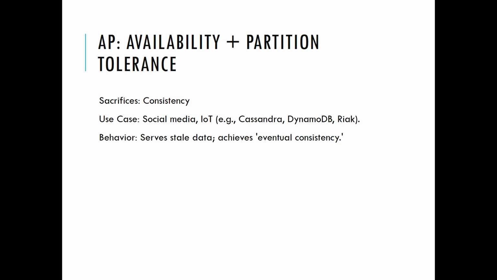AP systems keep running no matter what, but may return outdated data. Social apps like Facebook use this. Your post goes live instantly, availability, but followers might see it late, weaker consistency. Databases like Cassandra or DynamoDB embrace eventual consistency. Data syncs after the partition heals. Perfect for non-critical systems where speed matters more than precision.